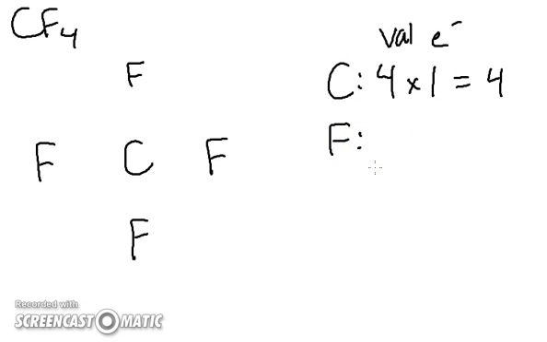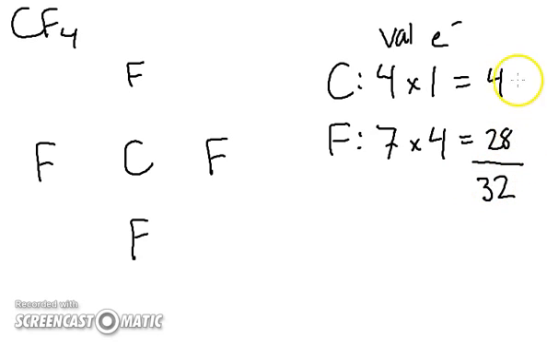For fluorine, the periodic table tells us that it's going to have 7 valence electrons, as shown by the fact that it's a halogen in group 17. This time, though, there are 4 fluorine atoms, each of them bringing 7 valence electrons, so we have a total of 28 valence electrons from the fluorines. Altogether, this means that we have a total of 32 valence electrons, which we get by adding the 2 totals shown on the right.